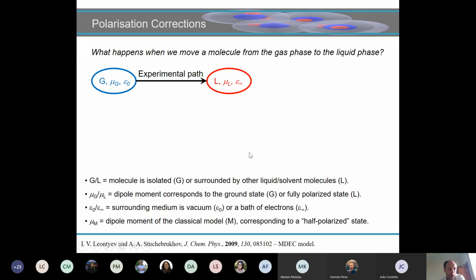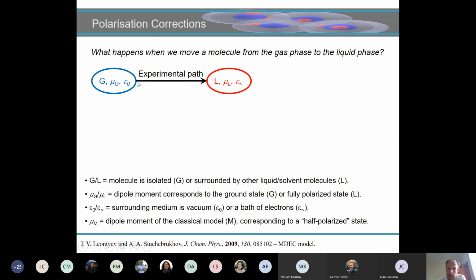What also happens is that the dipole moment, and further multipole moments, but the dipole is the most important, change when a molecule goes from the gas to the liquid state because of that polarization effect. It responds to the electric field, and so it changes the dipole. So it goes from mu G to mu L.